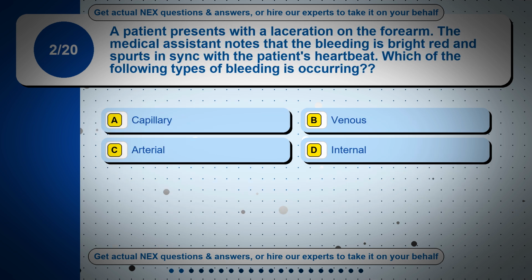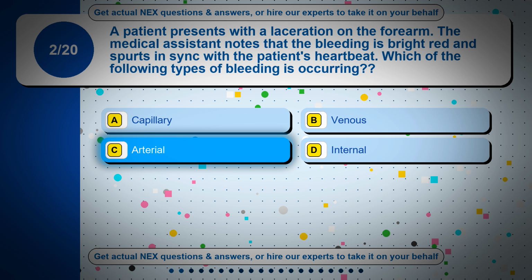Question 2. A patient presents with a laceration on the forearm. The medical assistant notes that the bleeding is bright red and spurts in sync with the patient's heartbeat. Which of the following types of bleeding is occurring? Option A. Capillary. Option B. Venous. Option C. Arterial. Option D. Internal. The correct answer is option C.